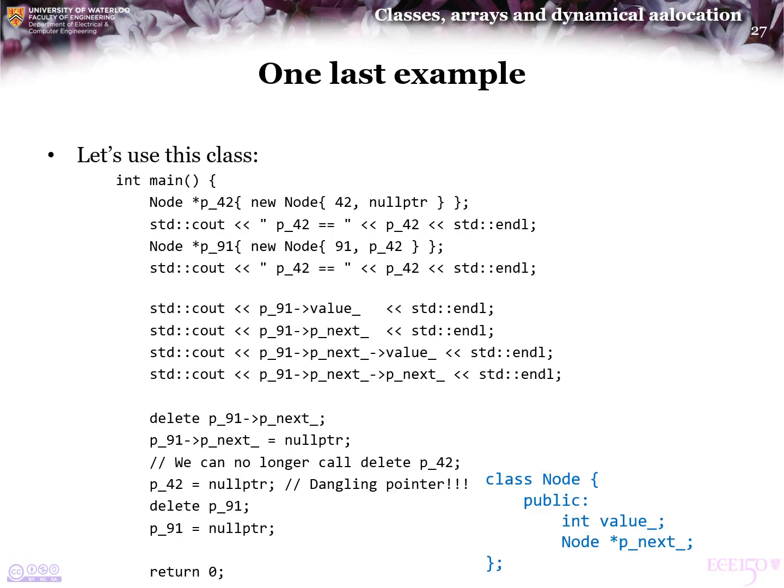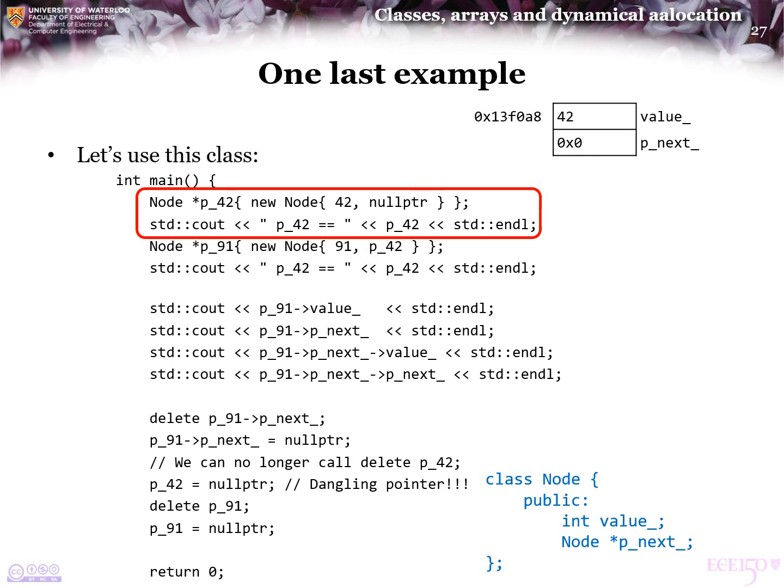Let's now use this class. Now, remember that everything in this class is public, so we can initialize the two member variables simply by providing those two values when we call the constructor. So, P42 is a pointer to a node. We call new node and initialize the two member variables with 42 and null pointer. That returns the address. Well, that object appears to be allocated at 13F0A8. So that is the value that is assigned to P42, and we can print that to the screen.